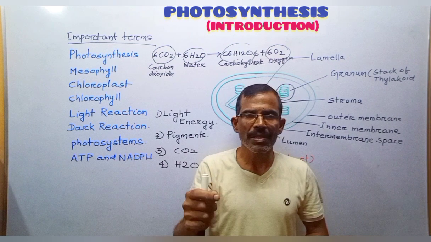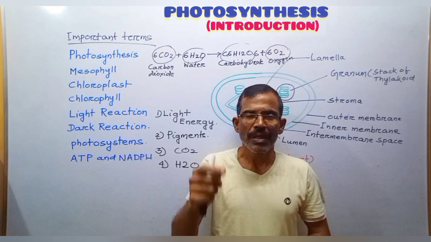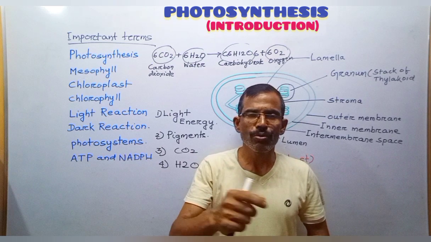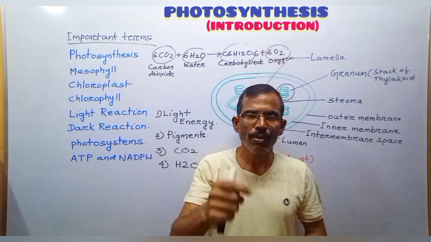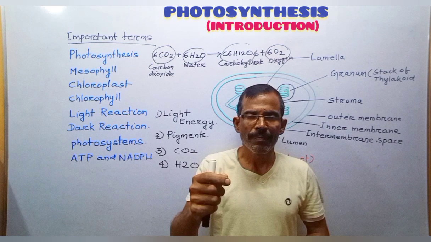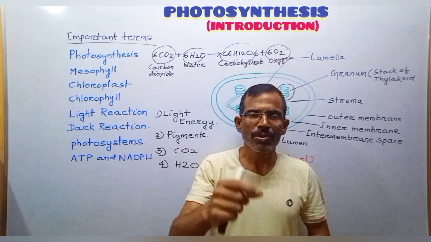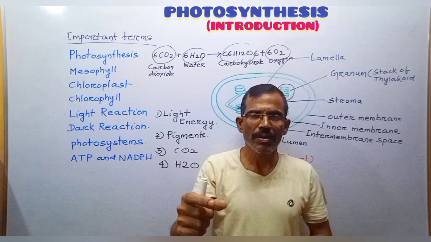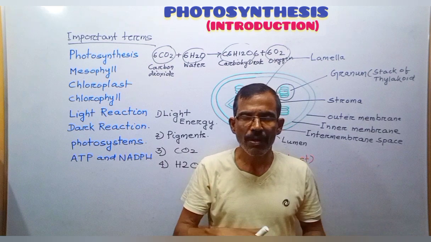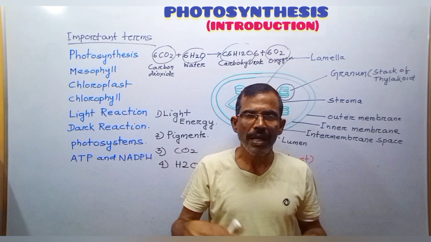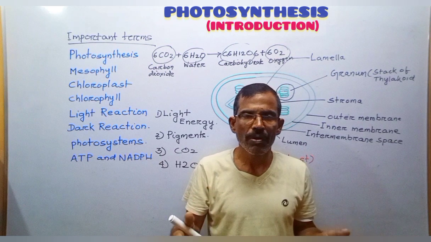In photosynthesis, light energy is used to drive the transfer of electrons through a series of compounds which act as electron donor and acceptor. This transfer of electrons is known as photosynthetic electron transfer. So friends, this is all about an introduction on photosynthesis. In the next video, we shall discuss the structure of chloroplast.